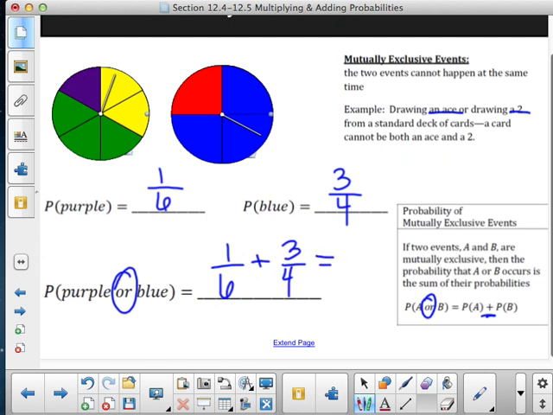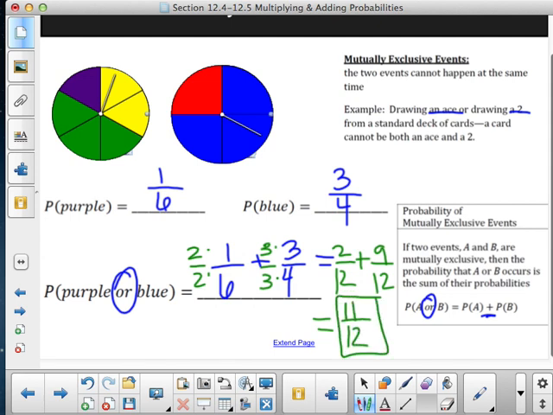Now, in order to add fractions, you need to get a common denominator. For this one, I would multiply by 2/2 to get my denominator to 12. And to get this to 12, I would multiply by 3/3. So I would get plus 9/12. Then when you're adding fractions, remember you only add the numerators. So it's 2 plus 9, which is 11 out of 12. That's the probability of being purple or blue.